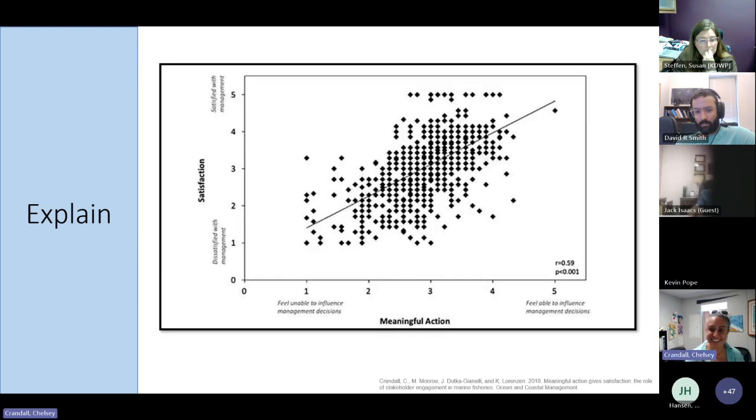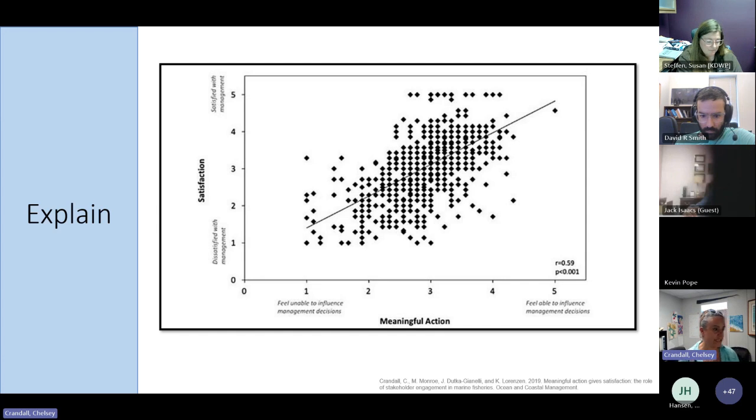And we can look at this in the context of management processes as well and how people feel about management. There's a lot of work looking at the different components of management decision-making and engagement. And a lot of the time we find that the process of management decision-making can be more important than the actual outcome. For example, if people perceive it to be fair, procedurally fair.